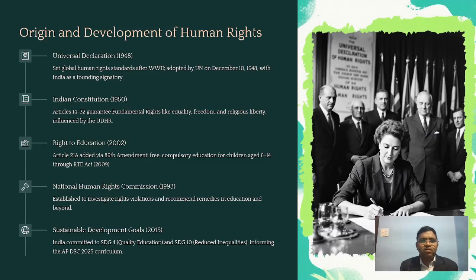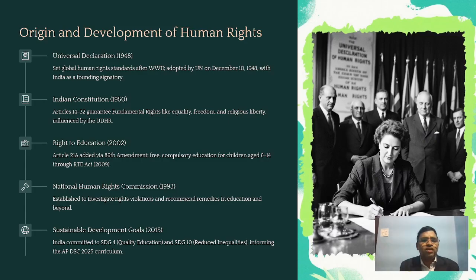The first human rights document is the Universal Declaration of 1948. It set global human rights standards after World War II, adopted by the United Nations on December 10th, 1948, with India as a founding signatory. Universal Declaration 1948 in the United Nations.